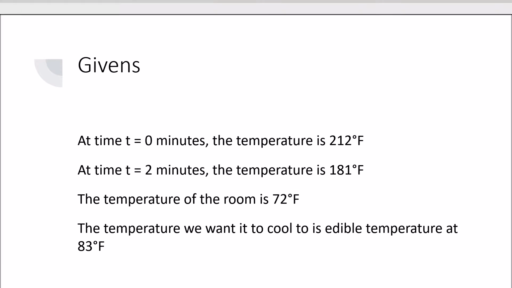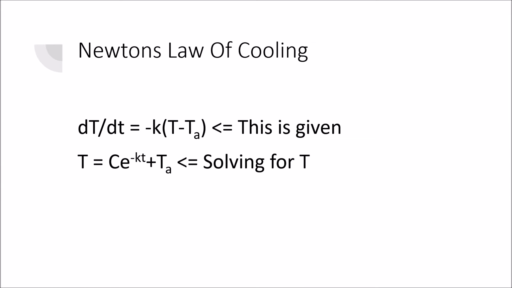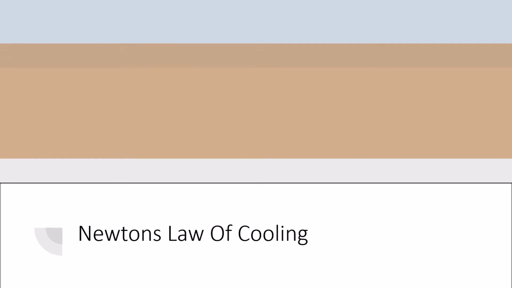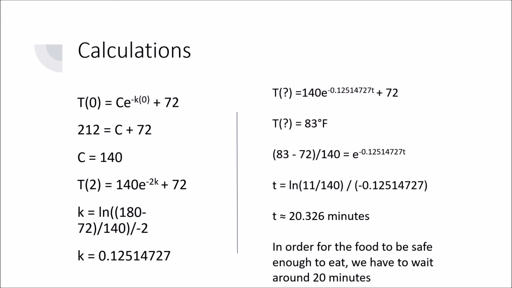Fahrenheit. So we know that dT/dt is equal to negative k times T minus Ta. So if we solve the differential equation, we'll get T is equal to c times e to the power of negative kt plus Ta. So first off, we need to solve for c. When we solve for c, we sub in when time is equal to 0. When time is equal to 0, it is 212 degrees Fahrenheit. Therefore, when we solve for c, it's 212 minus 72, which is 140.